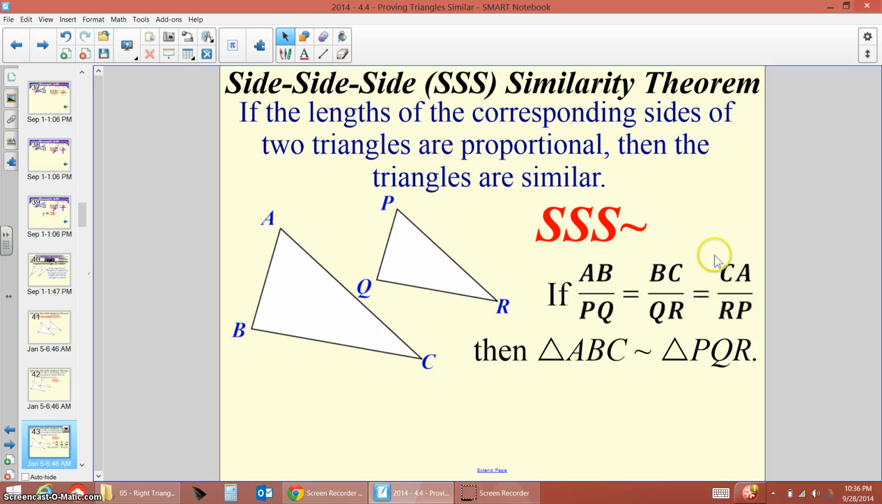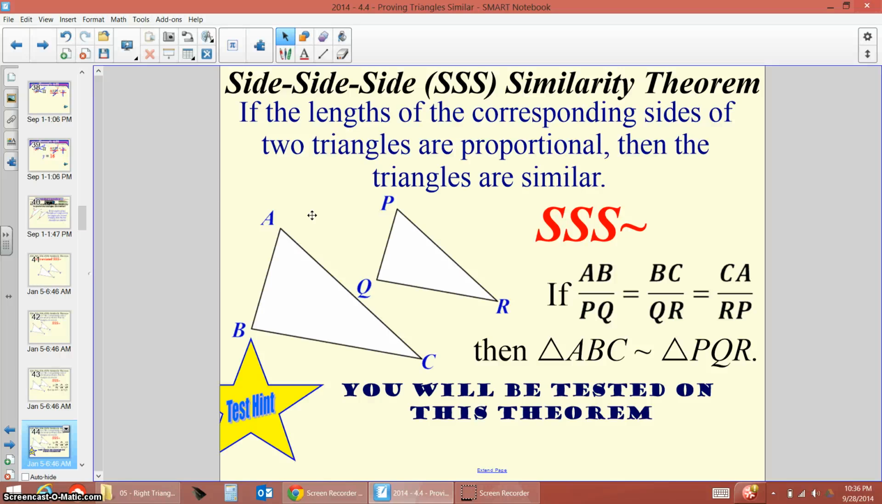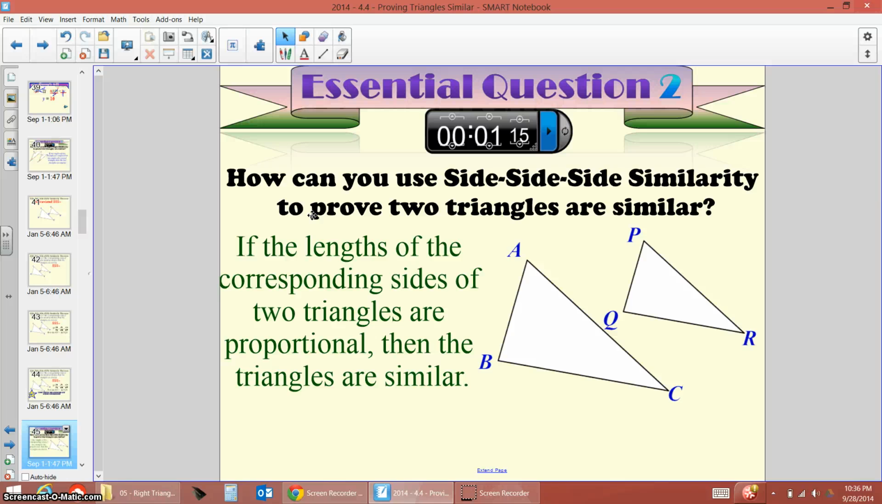So if you ever know all three sides of your triangle's lengths, so if you know all 6 sides in total, then you can determine if they are in fact similar using some simple reducing fractions. So you will be tested on this. I expect you to know it. Here's your essential question. How can you use side-side-side similarities to prove two triangles are similar? And again, the answer is there, but use your own words, use your own ideas.